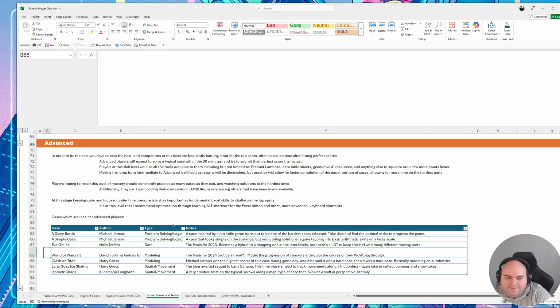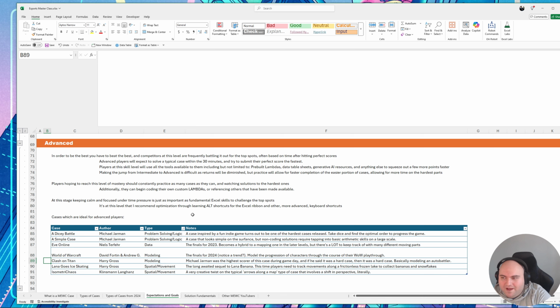World of Warcraft, the finals case from last year by David Fortin and Andrew, modeling the progression of characters through their World of Warcraft playthrough. Again, hardest cases for the finals. Clash on Titan, by Michael Jarman. Notice he was the author of the two hardest cases, and he had the highest score on this case, and even he said it was a hard case.